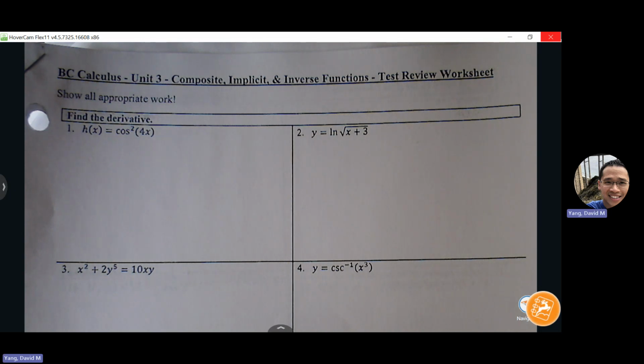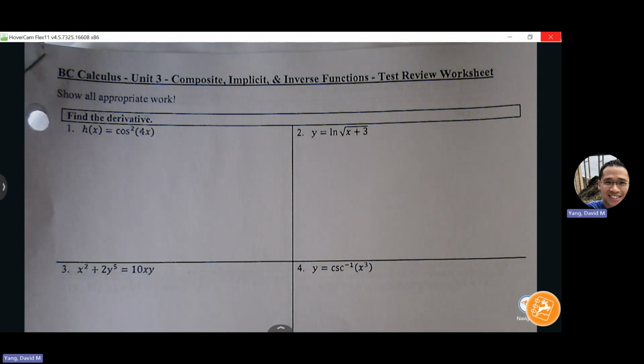Some problems require us to go through chain rule. There's implicit, so just being able to recognize what needs to happen. It's always that first step, right? If we can get that first step down, everything kind of just falls into place a lot cleaner. So let's look at number one here.